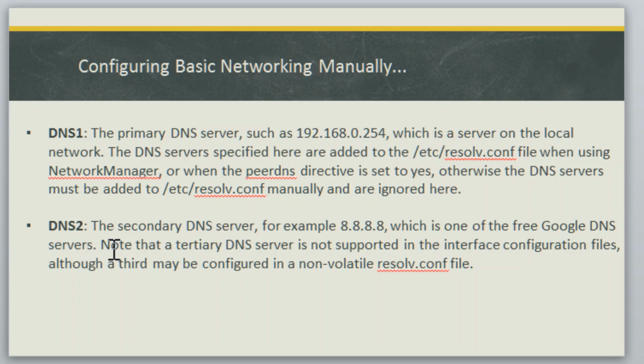We also have DNS2. This is the secondary DNS server, for example, 8.8.8.8. And guys, funny enough, this is actually a Google server. Okay, so if you're ever trying to ping something, this is a good address to use because Google servers are pretty much always going to be up. And that says it right here. This is one of the free Google DNS servers. Note that a tertiary DNS server is not supported in the interface configuration files, although a third may be configured in a non-volatile resolv.conf file. Okay.